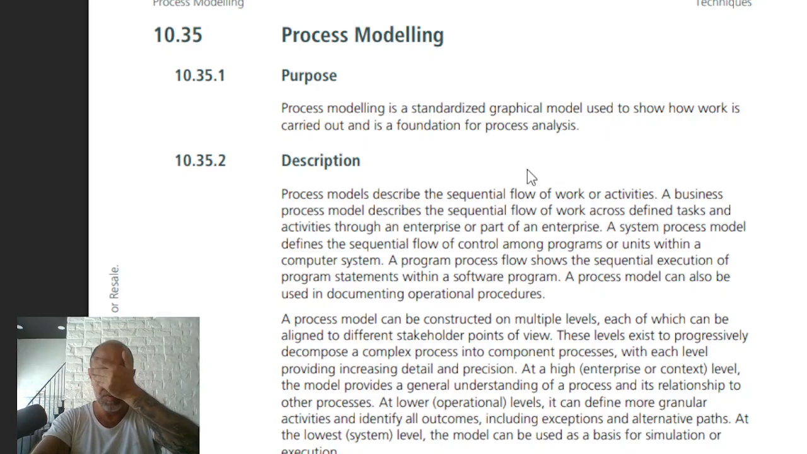It was intense. Process modeling is a standardized graphical model used to show how work is carried out and is a foundation for process analysis. All right, so in order for you to basically analyze the process, see, here's the thing.